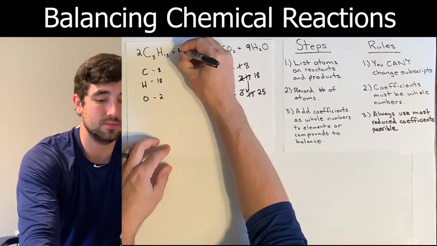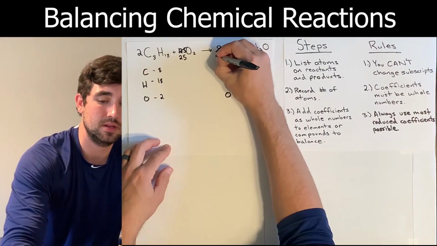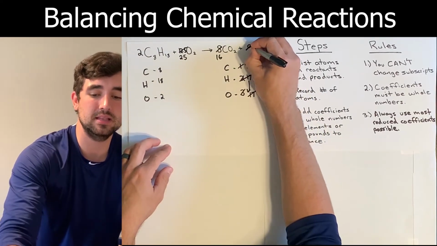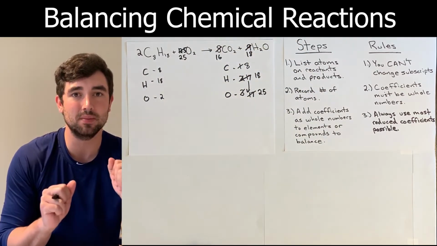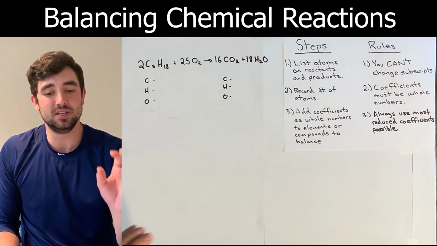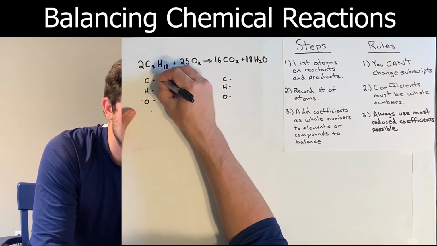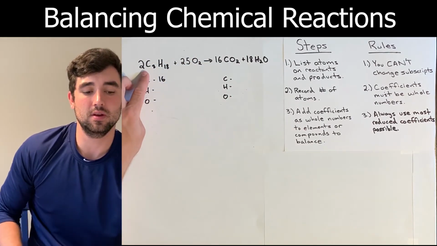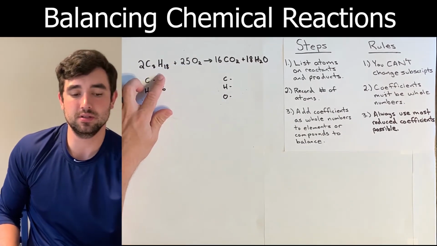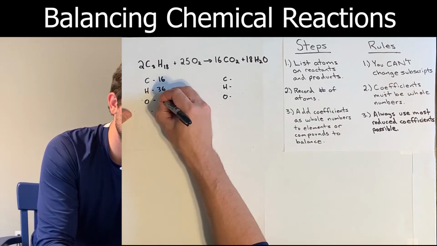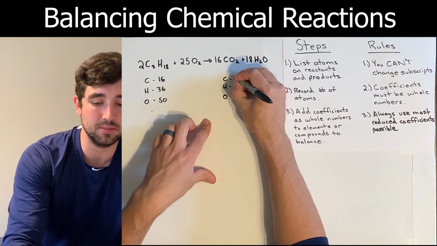12.5 times 2 is going to be 25. 8 times 2, 16. 9 times 2 is 18. I'm going to write this in a little cleaner format directly on my page. Let's go through and count our atoms. We doubled the coefficients that we had prior. Now I have 16 carbons. I have 36 hydrogens, and I have 50 oxygens.